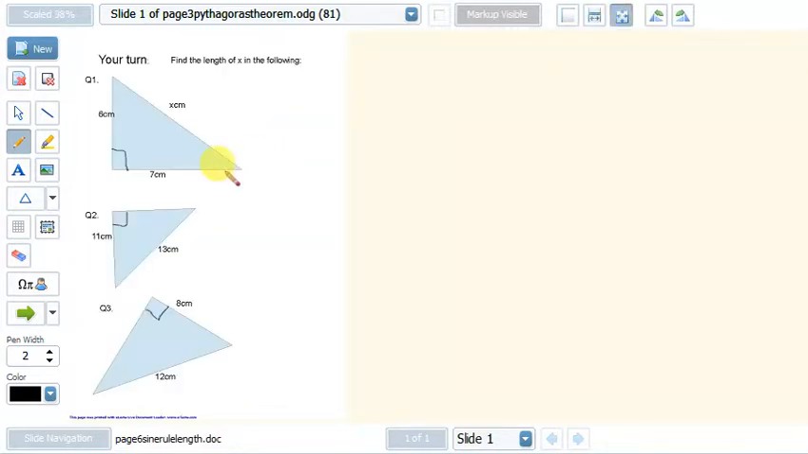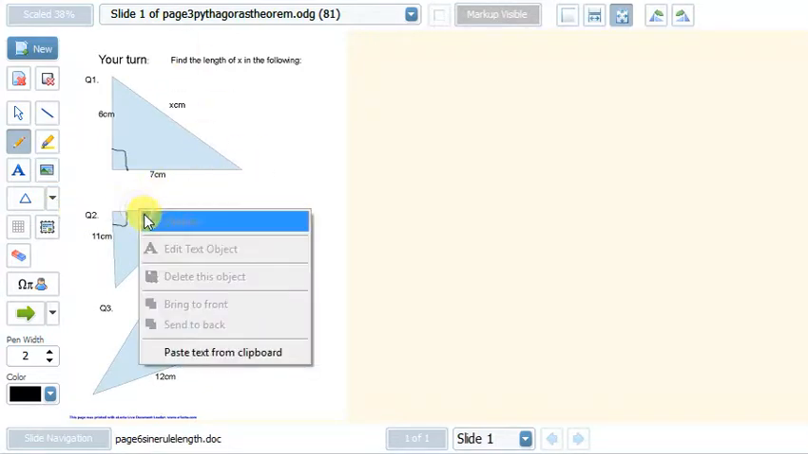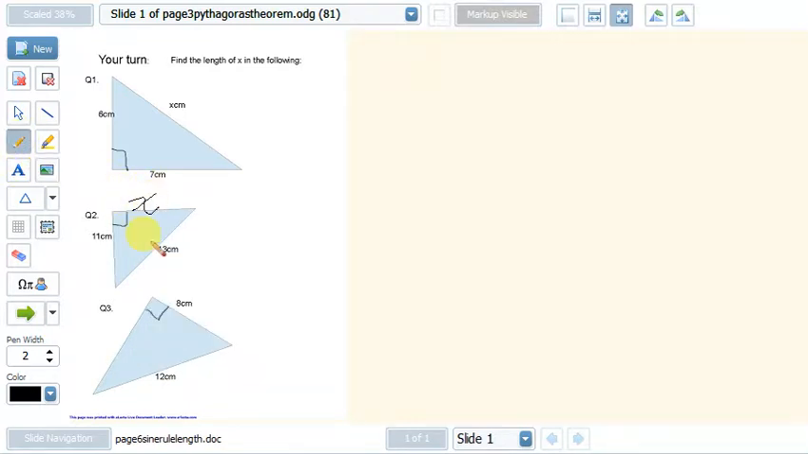So if you can just pause the video and copy out the questions and then have a go at answering them. So step 1 is label, step 2 general formula, and step 3 is substitute and solve. Okay, so I'll just make it a little bit more clear which ones you've got to solve in questions 2 and 3. So your x is that side, and here your x is that side. Okay, so just pause your video and copy out and have a go, and then I'll be there to work through them with you.